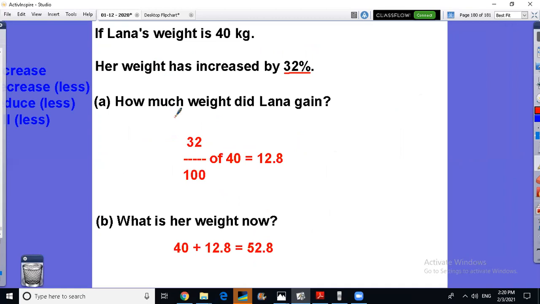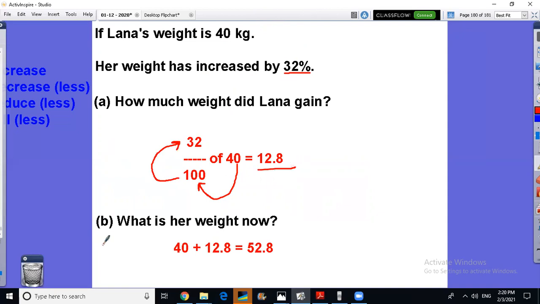So now they're not talking about the new weight. No, they're saying how much weight did she gain? How much weight did this number increase by? So of course it's 32% of 40, which is 32 over 100 of 40. You know how to do this. Divide by 100, multiply the answer by 32, will give you 12.8 kilograms.